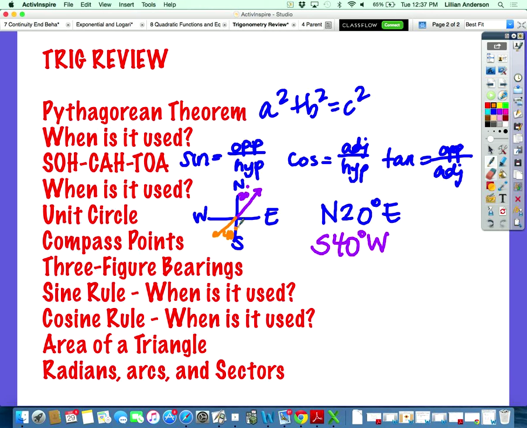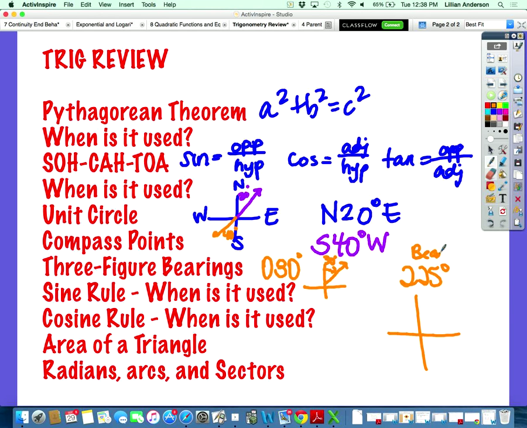Now your compass bearings are based off of your compass points. But remember, you always start from the north, and you always go clockwise for your compass bearings. So 30 degrees would be going this direction for 30 degrees, and then let's say you had 225 degrees as your bearing.